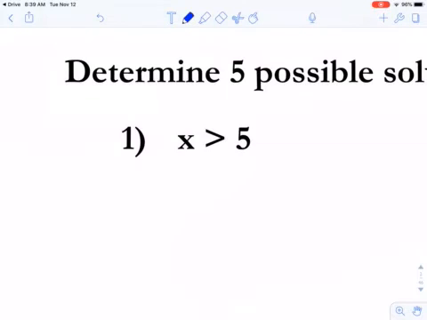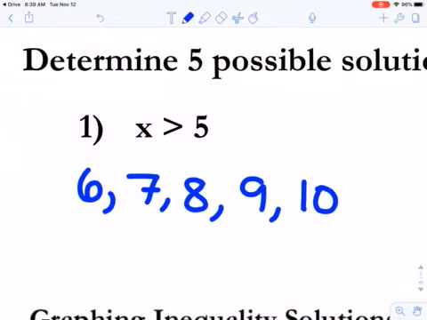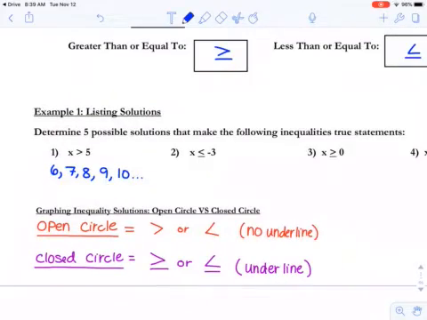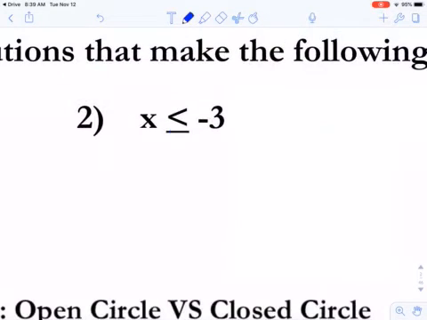Hopefully we're shouting some answers out, but some answers that are possible are 6, 7, 8, 9, 10, and so on. Just numbers that are bigger than 5. Numbers that are less than or equal to -3, be careful with the negative. Sometimes it gets a little confusing. The underline means it could equal. So -3 is a possible solution.